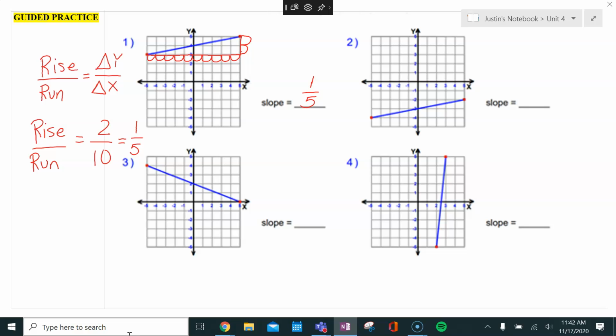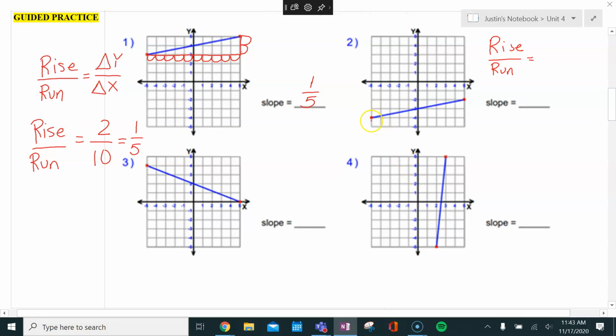Okay, for the second one, same thing. I would look at this graph. We're going to use rise over run to find our slope. Think about when you run from left to right, right? You don't go up and down, you run left to right.